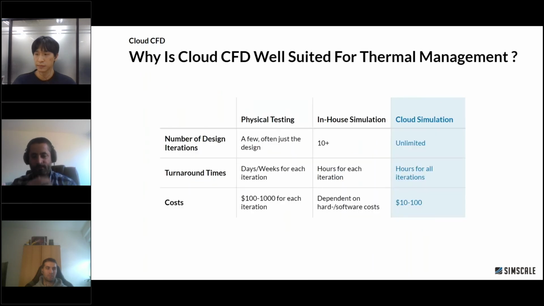So why this is so beneficial, we can also look at by first looking at how it is done if you're not using simulation. What do physical testing based design workflows require? And that is first, you actually need to build that prototype.